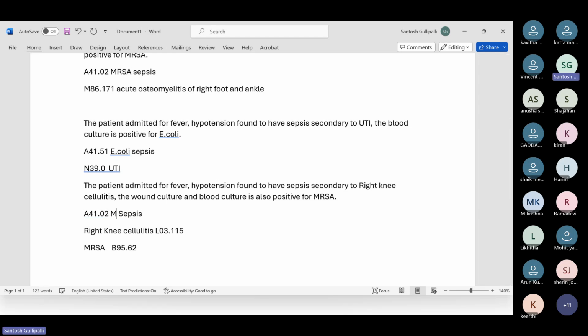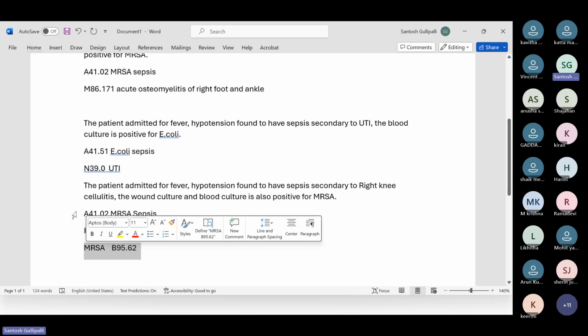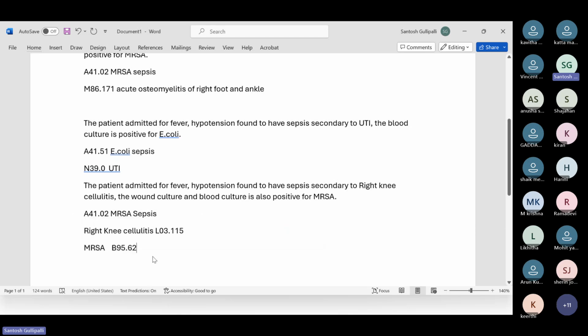The A41.02 is MRSA sepsis, so this is more specified, but B95.62 is unspecified MRSA. When both more specified and unspecified conditions are documented together, you consider the more specific type of code. Do not consider the unspecified. So in this example, please remove this, and code these conditions only.